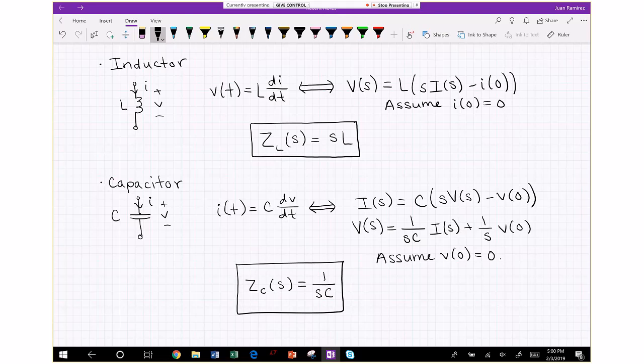Alright, so impedance of a resistor in the S domain is equal to R. Impedance of an inductor in the S domain is equal to SL, S times the inductance. And the impedance of a capacitor in the S domain is equal to 1 over S times C, the capacitance. Let's do a couple of examples where we transform a time domain circuit into the S domain.